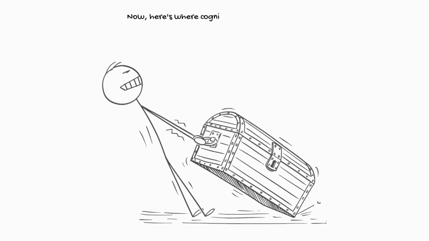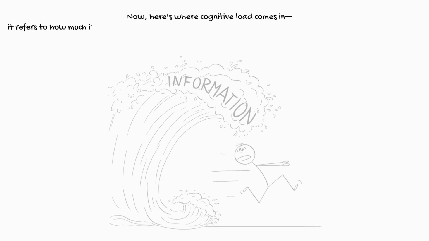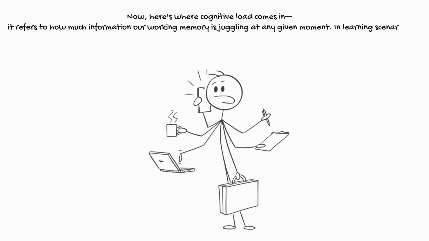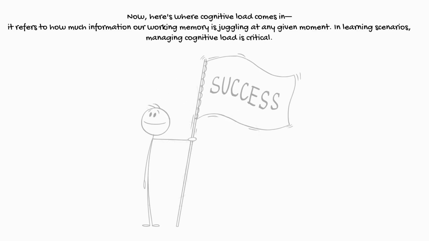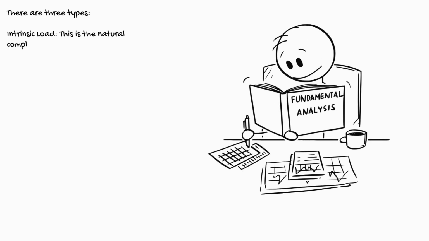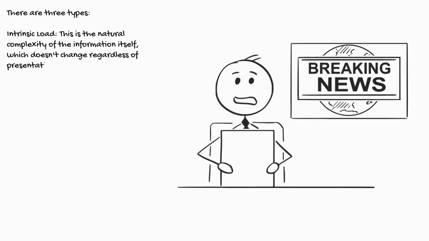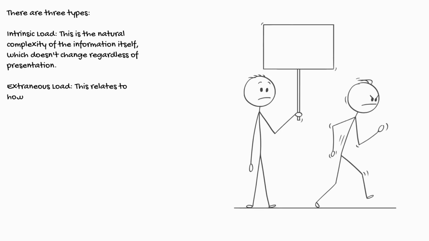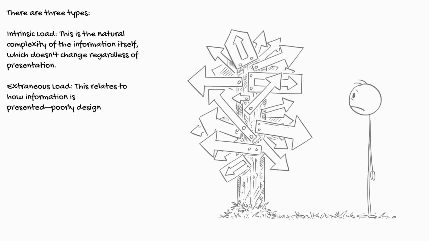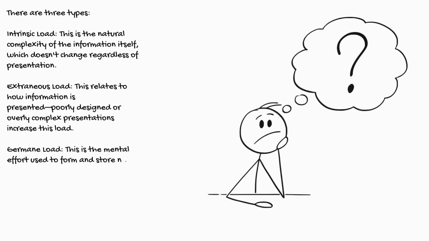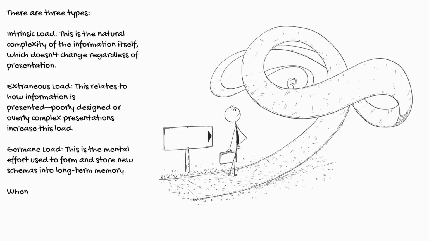Now, here's where cognitive load comes in. It refers to how much information our working memory is juggling at any given moment. In learning scenarios, managing cognitive load is critical. There are 3 types. Intrinsic load. This is the natural complexity of the information itself, which doesn't change regardless of presentation. Extraneous load. This relates to how information is presented. Poorly designed or overly complex presentations increase this load. Germane load. This is the mental effort used to form and store new schemas into long-term memory.